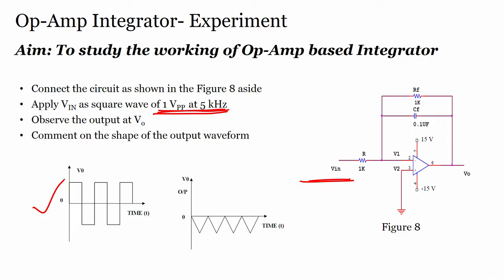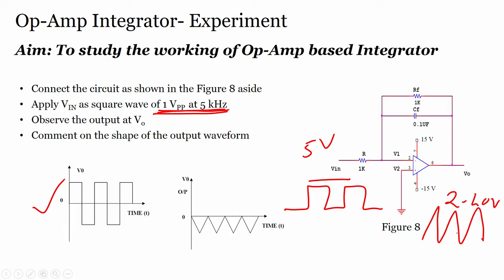The output voltage was 2.4 volts, as we have seen, and the input was 5 volts peak to peak. We were able to see that the output was a triangle wave when the input was a square wave in one case, and the output was a triangular wave, alright. So, this is the case study where we have used an operational amplifier as an integrator.